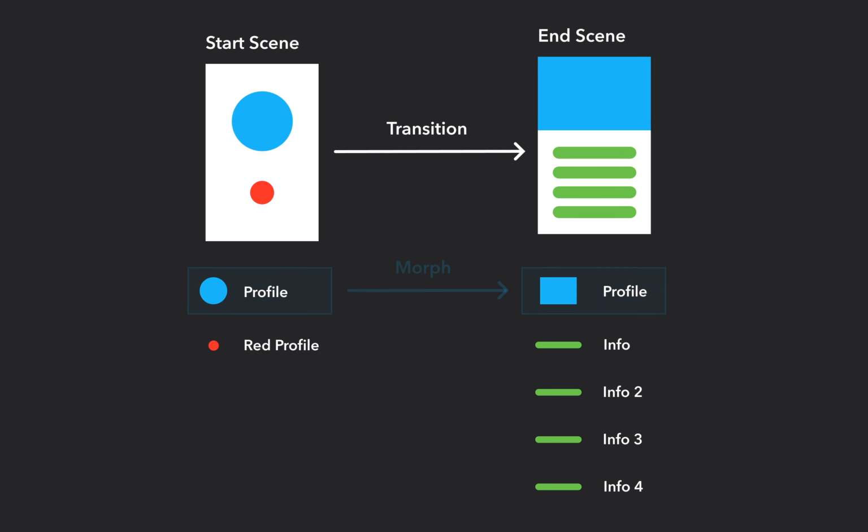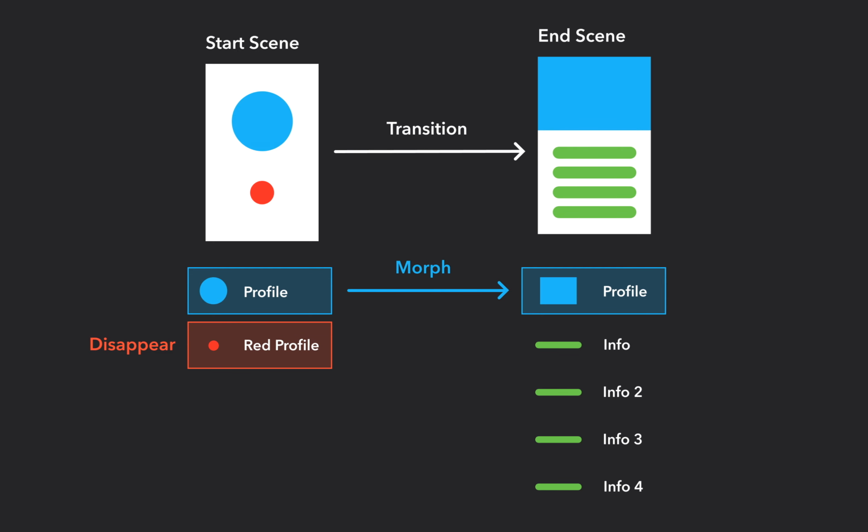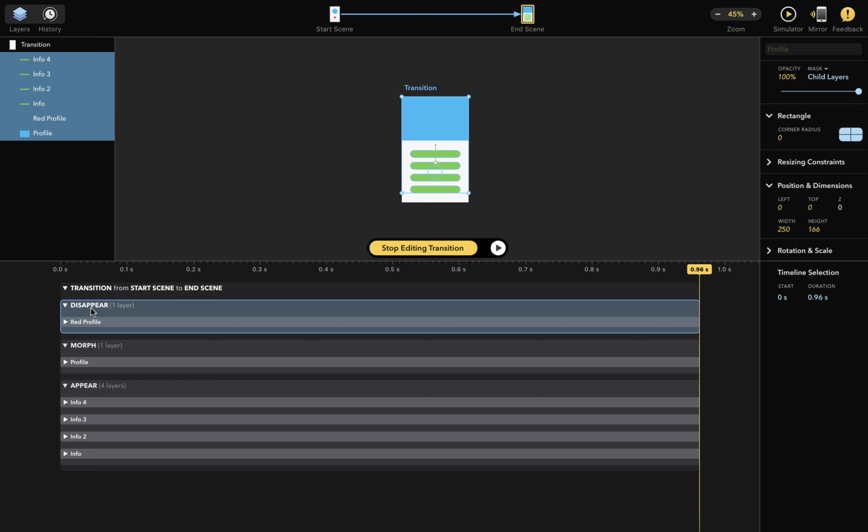Now let's talk about how Drama decides whether a layer appears, disappears, or morphs during the transition. If Drama finds a layer with the same name and of the same kind in both the start and end scene, it will morph the layer during the transition. If a layer can only be found on the start scene, it will disappear during the transition. And if a layer can only be found in the end scene, it will appear during the transition.